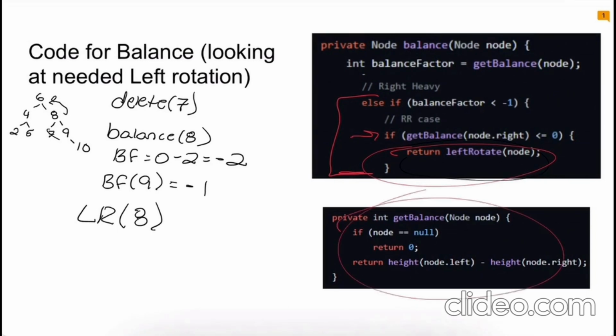And this is just to show how we get our balance. It's simply the left node's height minus the right node's height. And yes, so now we're going to look at the code for left rotation.